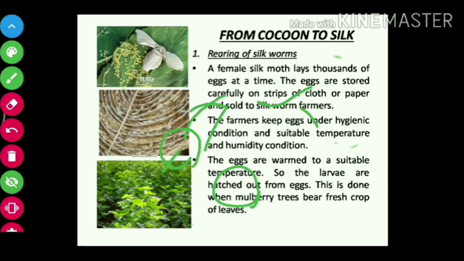Like you are wrapping different materials, means your gifts, like that the eggs obtained from silk moths, they are carefully kept on the strips of cloth or paper, and that one was sold to silkworm farmers. Here the silk moth is producing eggs. Next, the farmer keeps eggs under hygienic condition, means in clean condition and suitable temperature and humidity condition.